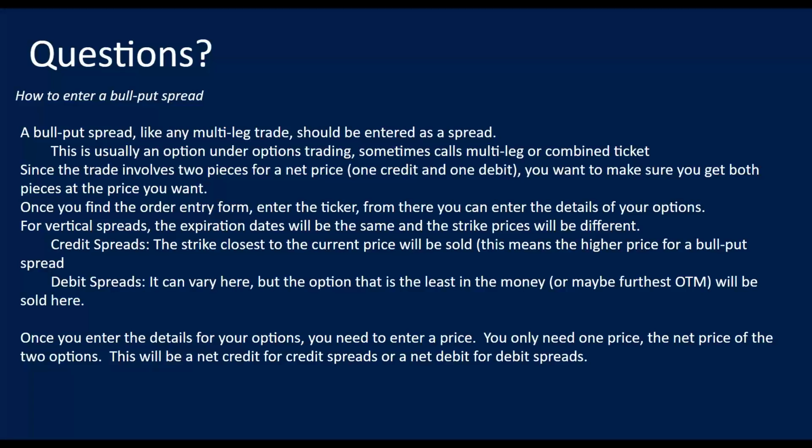But yeah, so once you get that all set up, enter the details for your individual options. Now is when you care about an actual price. You only need one price. Investors Observer gives you that price. So it's the net price for the two options, or if it's a covered call, it's the stock minus the option. And yeah, for credit spreads, it'll be a net credit. For debit spreads, it'll be a net debit.